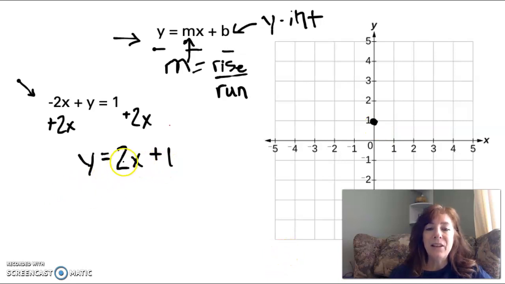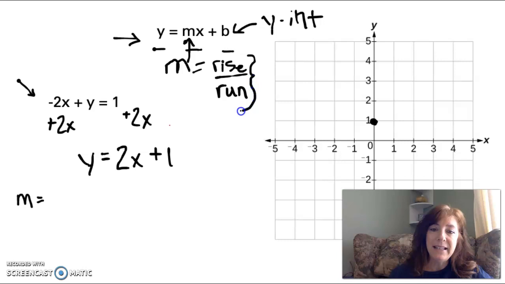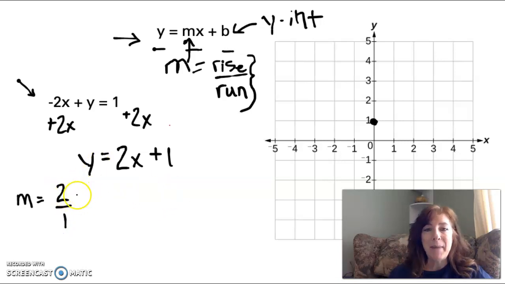The next thing I do is I look at my slope, which is 2. m equals 2. Now I need 2 to look like a fraction so that I can tell what my rise is and I can tell what my run is. The number 2 can be written as 2 over 1. That tells me my rise is 2 and my run is 1. Rise is my y direction, up and down, and run is my x direction, left and right. If the rise is positive, that tells me that I go up. If the run is positive, that tells me to go right.